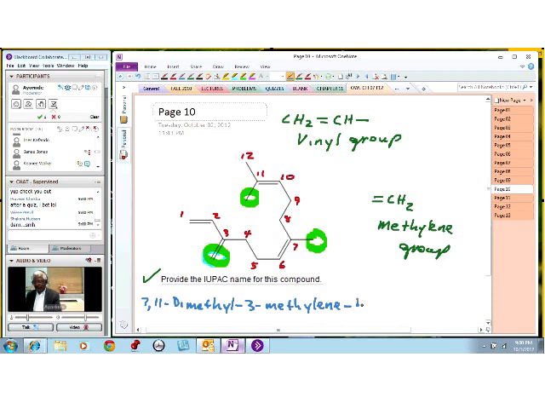So that becomes 1, 6, 10, dodeca, triene, because we have 3 double bonds. Now, we also need to indicate the E and Z nomenclature. You notice here, we don't need to worry about E and Z nomenclature here. Also here, we don't need to worry about it, because this carbon is attached to 2 methyl groups. We only have to worry about E and Z nomenclature right here.